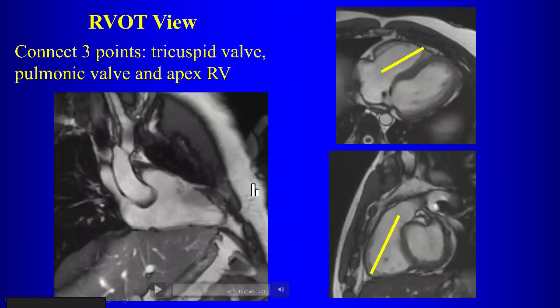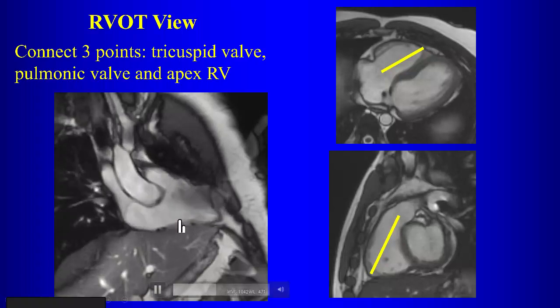Now, I talked about a left ventricular outflow tract view. There's also a right ventricular outflow tract view, if you want to look at the right ventricle. So the 3 points you would want to connect for a right ventricular outflow tract view: you connect the midpoint of the tricuspid valve, the midpoint of the pulmonic valve, and the apex of the right ventricle. If you connect those 3 points, you get a right ventricular outflow tract view.